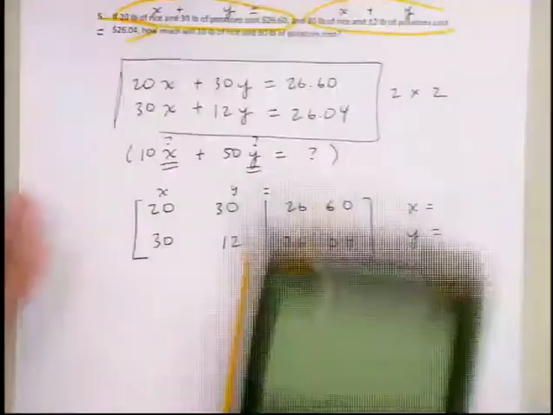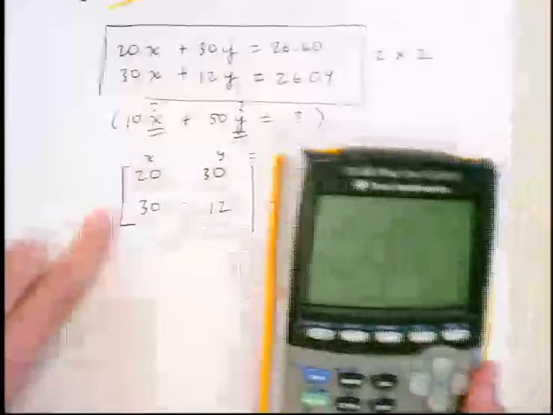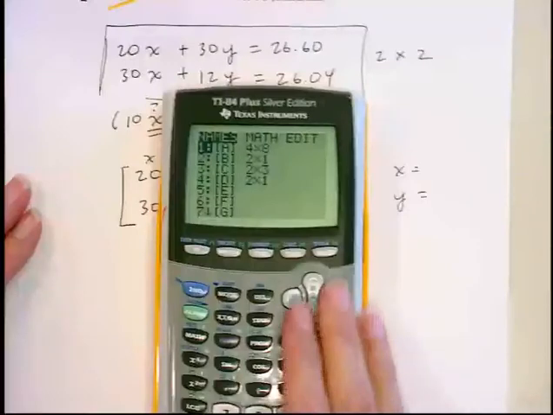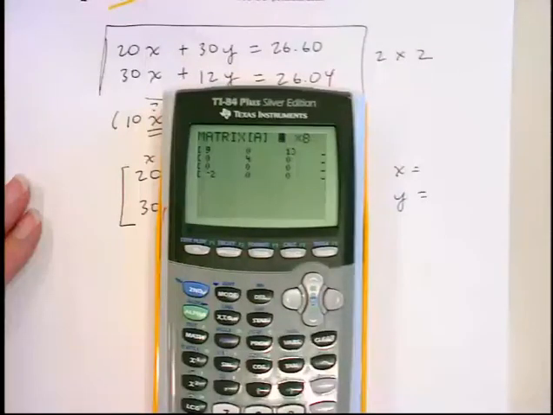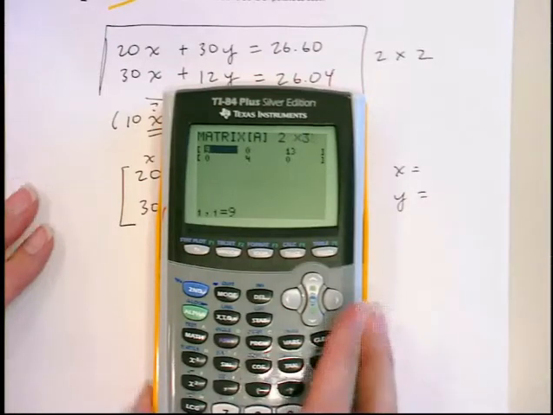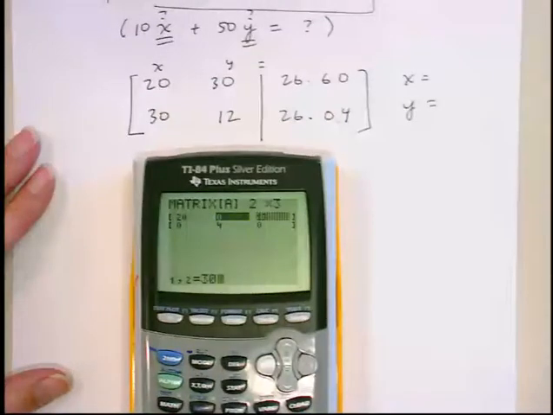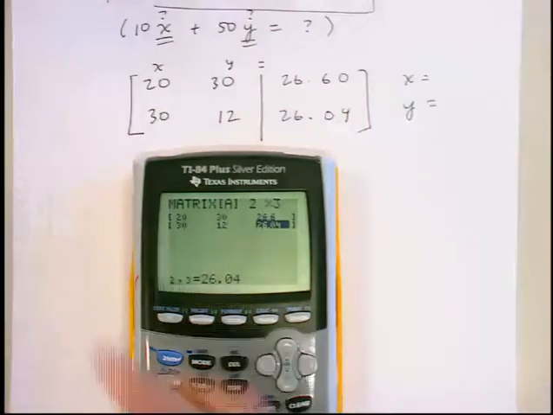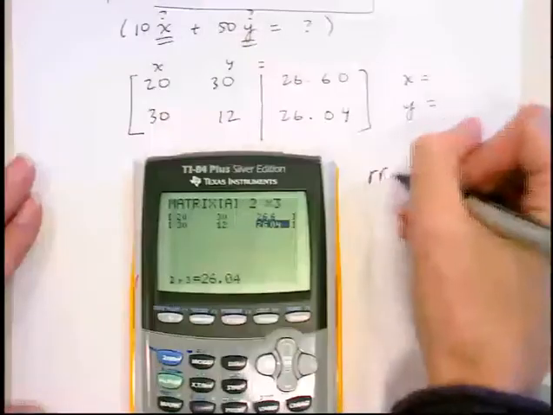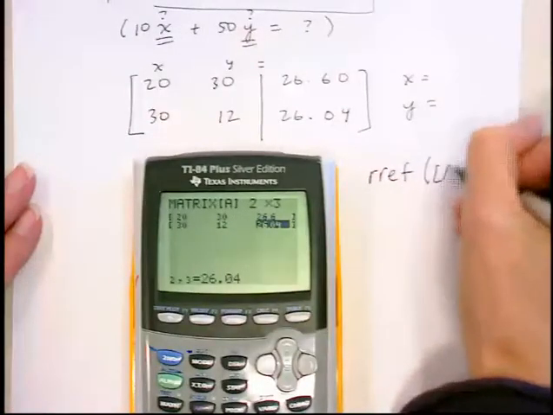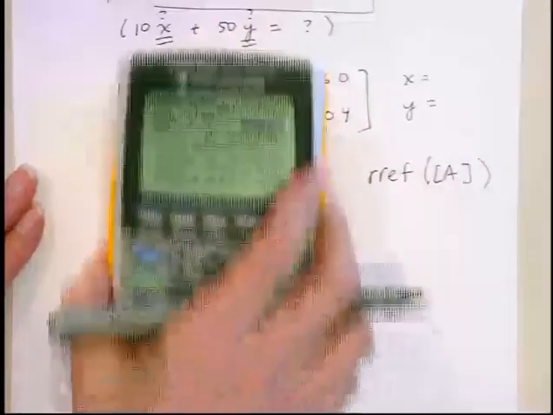As I put this into my calculator, let's say I've got 2 rows and 3 columns. So let's go to my calculator, my matrix menu, and I want to edit. I want to make this a 2 by 3 matrix. Okay, perfect. I'm going to go ahead and put my values in. So my values are 20, 30, 2660, 30 for the second row, 12, and 2604. I'm going to have the calculator do row reducing. This is matrix A, so I want row reduced echelon form for matrix A. That's what I want to put into my calculator, into the home screen.